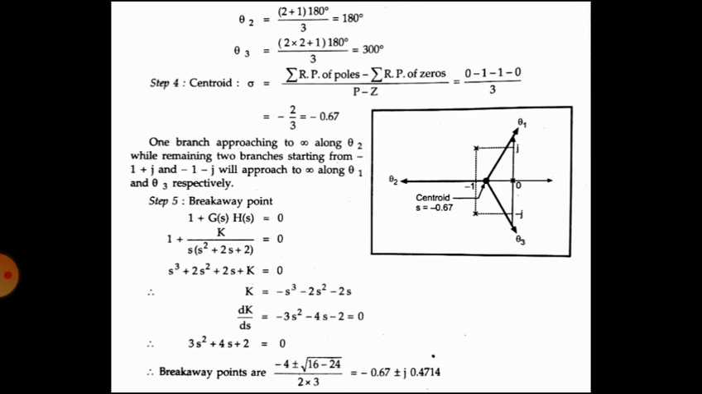Now you have to find out the breakaway point. The calculation is given by 1 plus G(s)H(s) equal to 0, that you have to calculate. After that you will get the equation s cube plus 2s square plus 2s plus k equal to 0. Find out the value of k, then differentiate k with respect to s. So dk by ds, after differentiation you will get 3s square plus 4s plus 2 equal to 0. Find out the roots. You will get the roots minus 0.67 plus or minus j 0.4714.